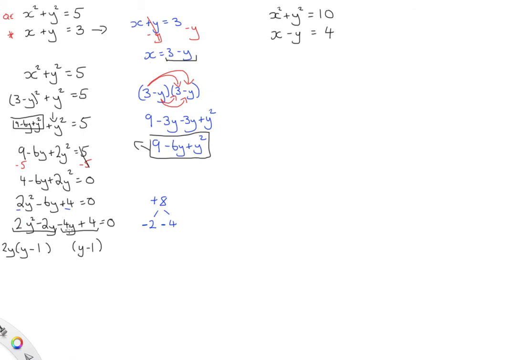And here, if I take out a minus 4 multiplied by y gives me minus 4y. Minus 4 multiplied by minus 1 gives me plus 4. So we have factorized: 2y minus 4 and y minus 1. This here is the factors of this quadratic equation. This will take up a whole page in your copy when you're doing this. And what I suggest is maybe do half this sum and then take a break and come back to it.